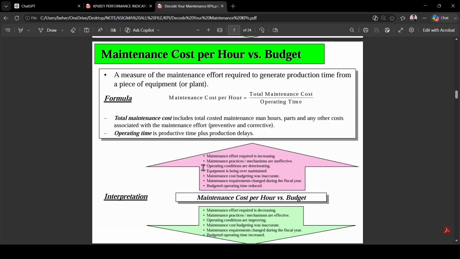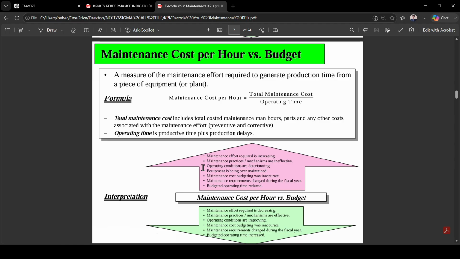Then maintenance cost per hour versus budget. It is a measure of the maintenance effort required to generate production time from a piece of equipment or plant. Maintenance cost per hour is total maintenance cost divided by operating time. Total maintenance cost includes maintenance man hours, parts and any other costs associated with maintenance efforts, preventive and corrective. Operating time is productive time plus production delay.